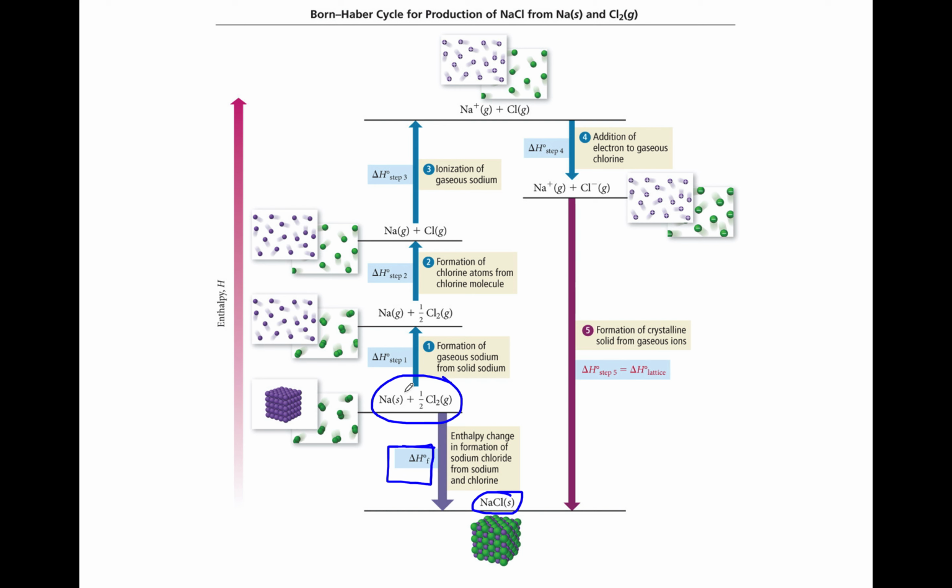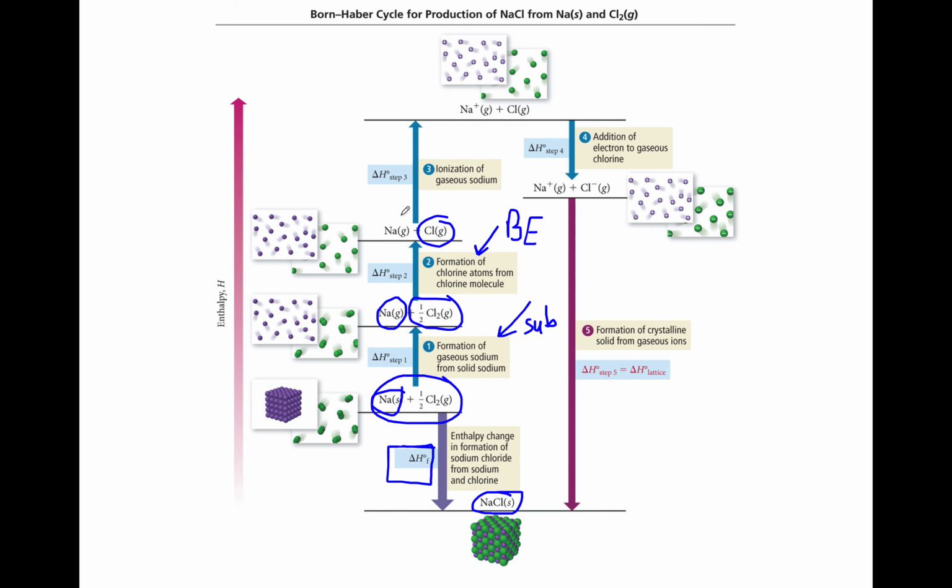Okay, first the step is sodium solid to sodium gas. Wait a minute, how do we go from a solid to a gas? That's sublimation. Okay, so that's solid to a gas. Next step, we go from a molecule, Cl2, to an individual chlorine atom. That's bond energy. Okay, so that's bond energy. This is the enthalpy of sublimation.